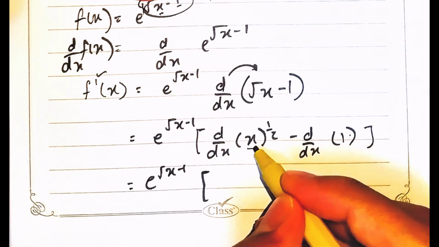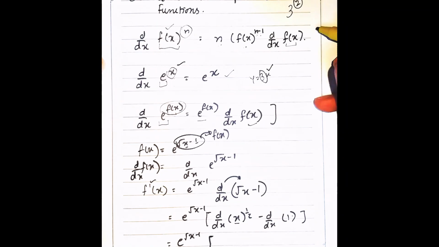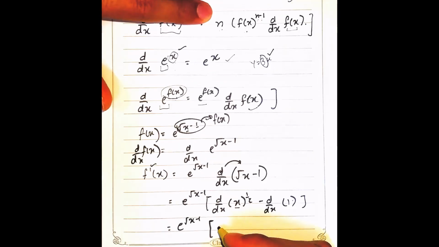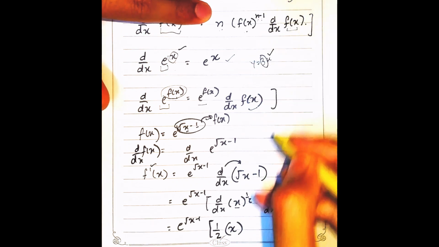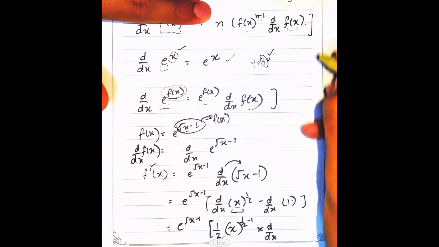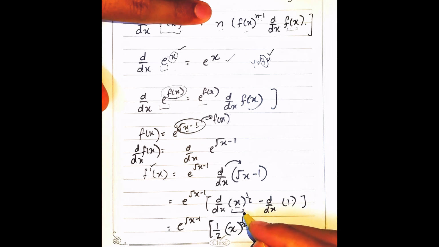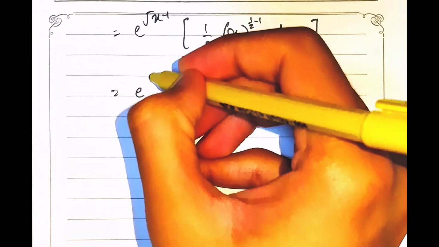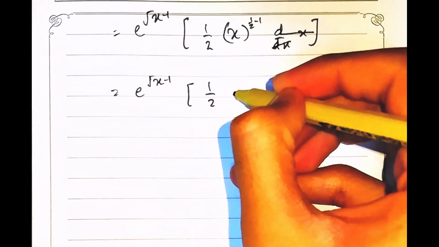We have a function with an exponent over it, so this condition right over here will be applied. The power will be brought down, 1 by 2, then the function, x is the function, then the power minus 1. So 1 by 2 minus 1, multiplied by the derivative of the function present here according to the condition. The function we have is x, and the derivative of any constant is equal to 0, so minus 0. This dx will be cancelled by this dx, and we are left with e^root(x minus 1) divided by 2x.